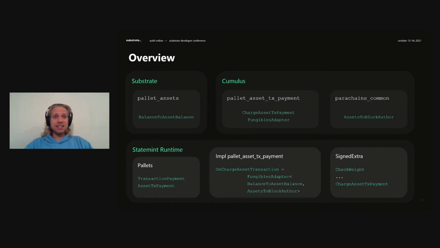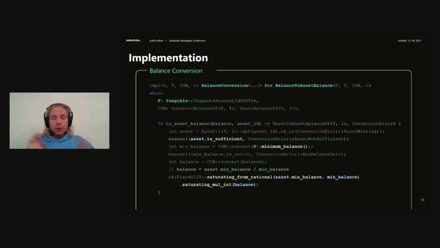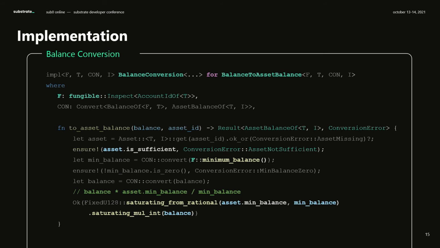All right, for the rest of the time, let's jump into the actual code. It's a lot of code, so I've tried to gray out the parts that are not going to be as relevant and highlight the ones that I want to talk about. So one thing that you will see here is the asset.isSufficient.